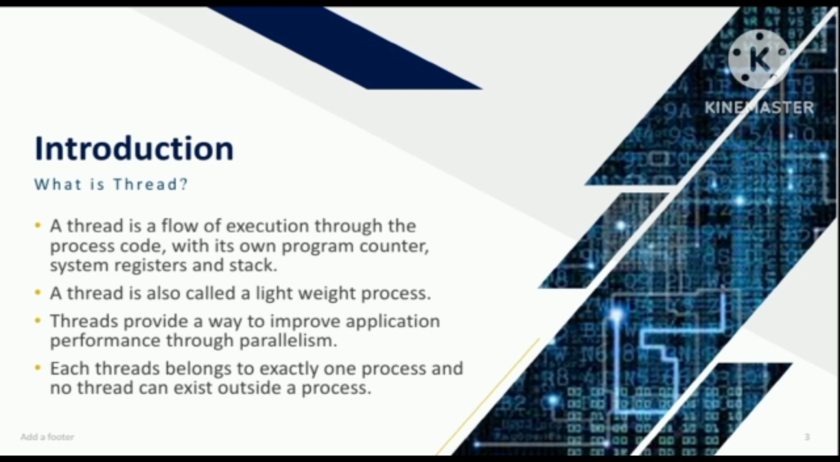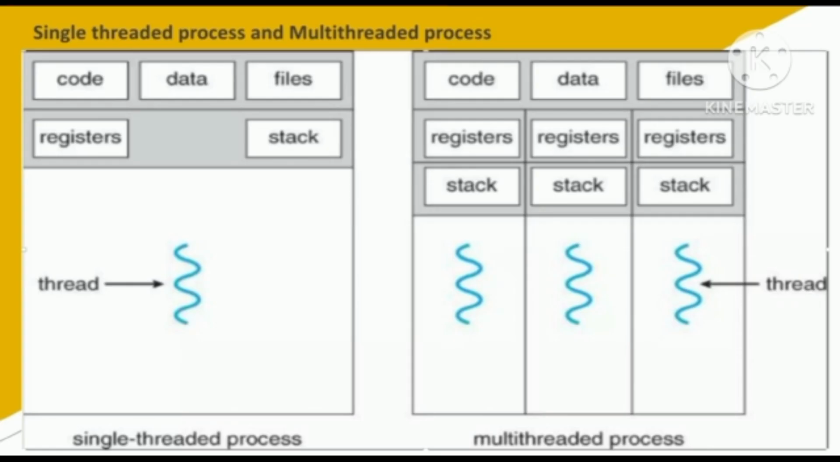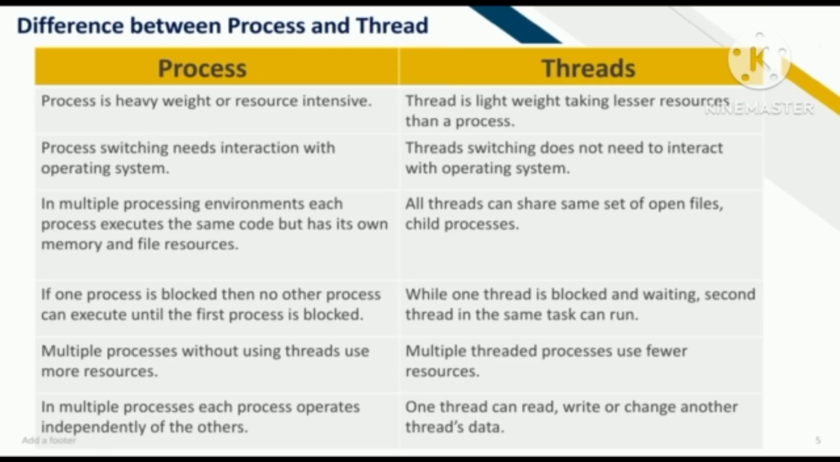To be more clear, we will cover the difference between single-threaded processes and multi-threaded processes. Single-threaded processes are the ones that execute one instruction of the process at a time. They are very slow for resource-intensive tasks, whereas threads can execute multiple instructions simultaneously, and they are fast and reliable. To be clear about the difference between threads and processes, we will see.